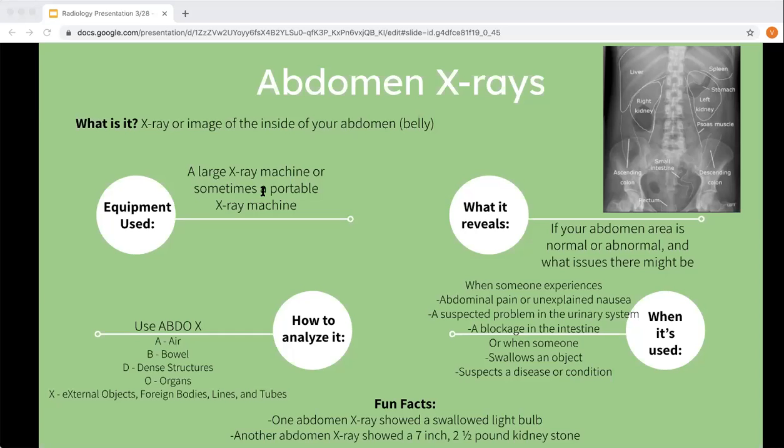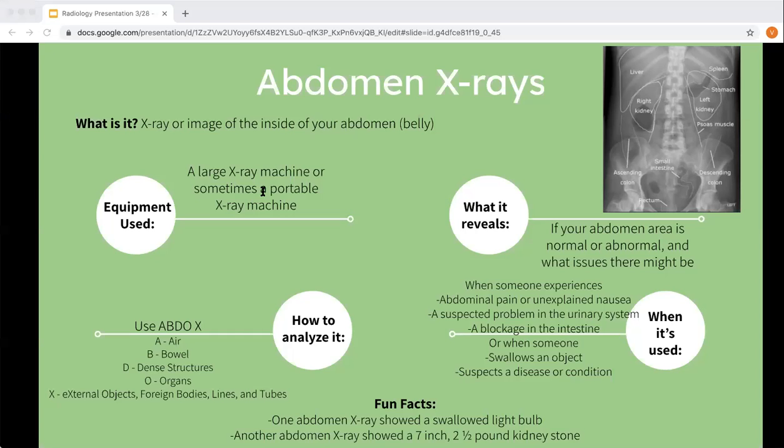Also, a patient will lie on an X-ray table while getting an X-ray. Inside of this table is a drawer that holds the X-ray film or digital recording plate. If the patient is unable to leave their hospital bed or is in the emergency room, a portable X-ray machine might be used. A portable X-ray machine is a compact piece of equipment that can be transported to where the patient is. Abdominal X-rays can reveal two things: if your abdomen is normal or if there's a problem.